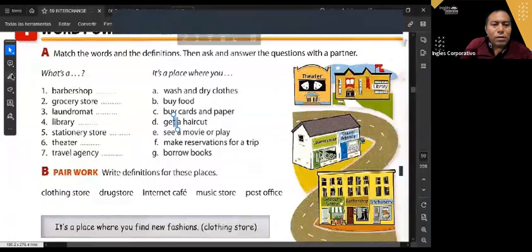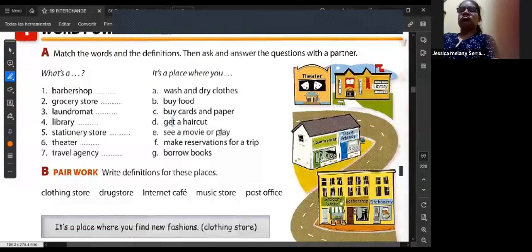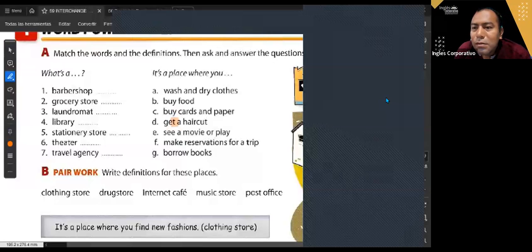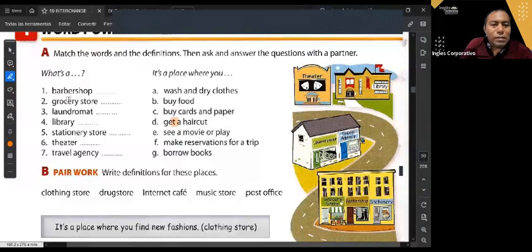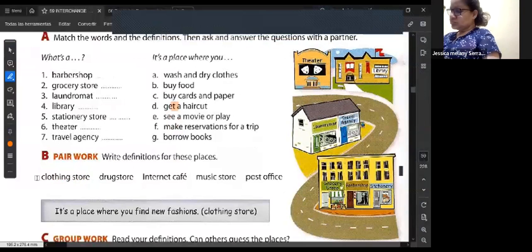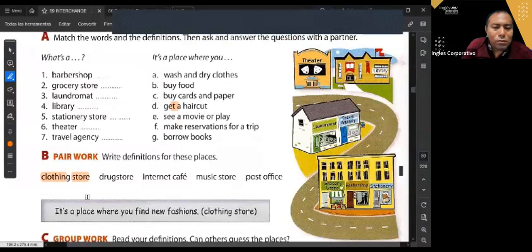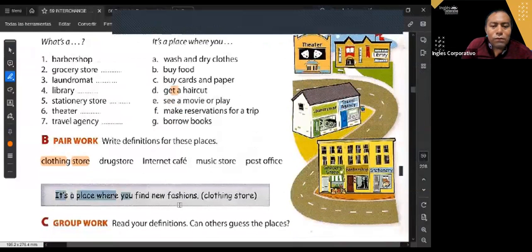It's a place where you can get a haircut. Get a haircut, right? Okay, there's a trophy that's causing interference, right? Okay, well, that's fine, no problem. So, what's a laundromat? It's a place where you wash and dry clothes. For example, what's a clothing store? It's a place where you find new fashions.